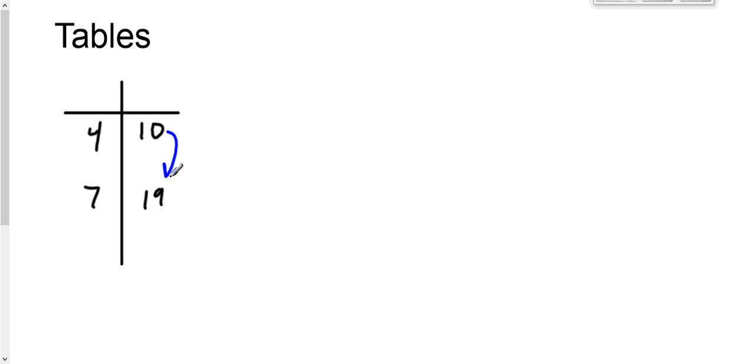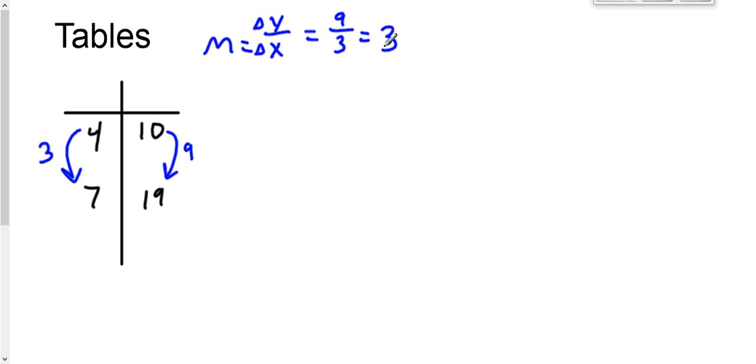First thing we've got to do is find our slope, m, by analyzing how we change from one point to another. So from 10 to 19, that's a change of positive 9. From 4 to 7, that's a change of 3. So our slope, the change in y over the change in x, that's the Greek letter delta, change. You get 9 over 3, we get 3.